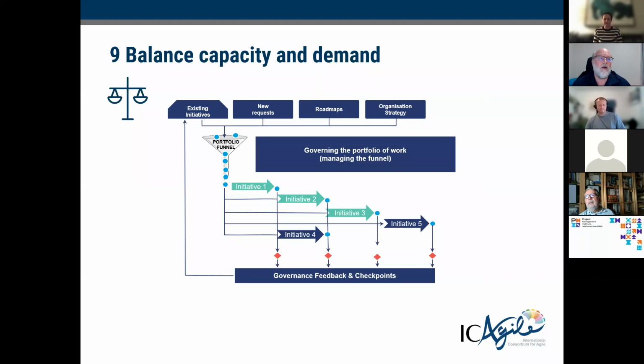Balance capacity and demand. Limit WIP, limit work in progress at every level of the portfolio. The whole organization has a finite limit to how much can be delivered and how much funding is available in a time frame. The same applies to every value stream. Don't overload the system with a top-down push of work. Implement a pull-based flow where teams pull from a prioritized funnel of work. Ruthless prioritization ensures that the highest value work is done first. Take an economic viewpoint, maximize value while managing cost.